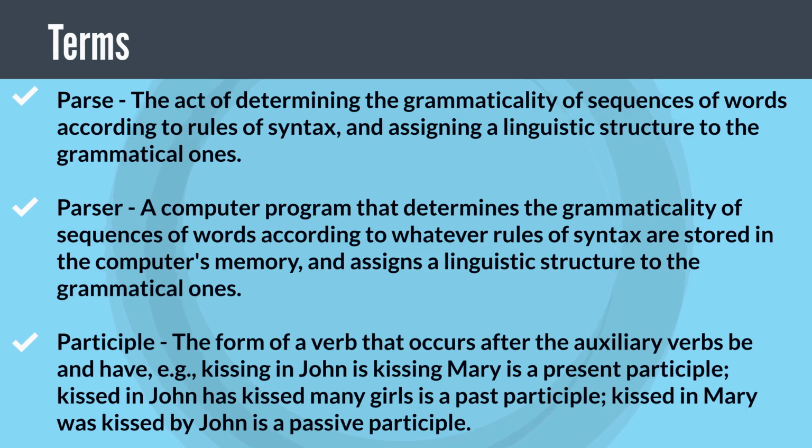Participle: the form of a verb that occurs after the auxiliary verbs be and have. Example: kissing in John is kissing Mary is a present participle. Kissed in John has kissed many girls is a past participle. Kissed in Mary was kissed by John is a passive participle.